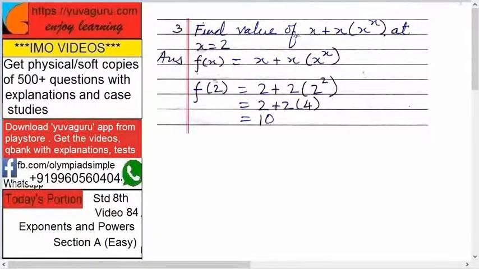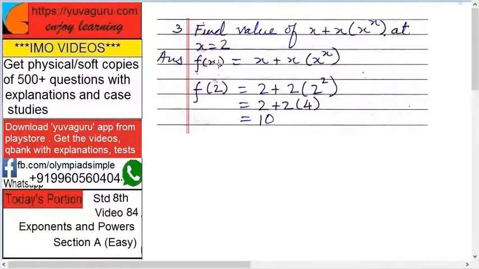Next, find the value of x plus x into x raised to x at x equals 2. See here, this expression is always called f of x or y. Some books call it y also. It can be f of x. Any function can be called that. Generally it's f of x.